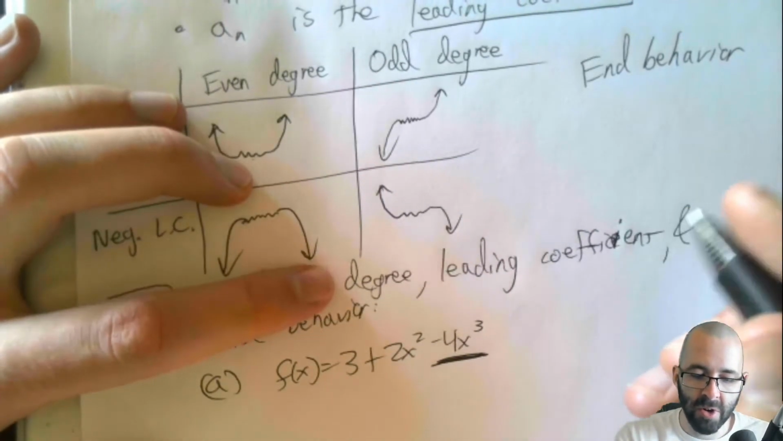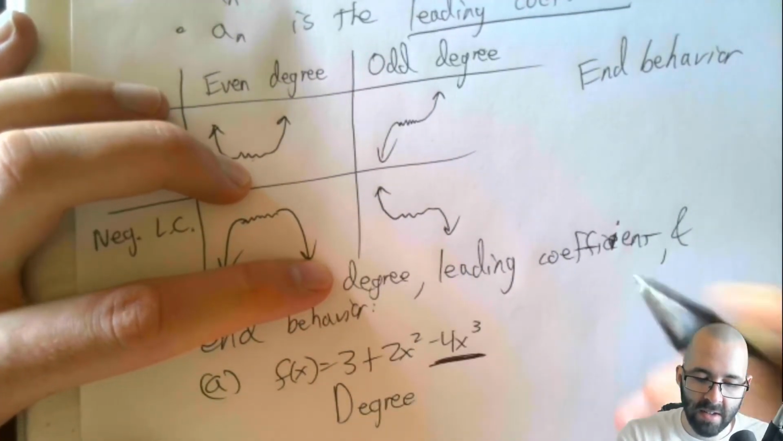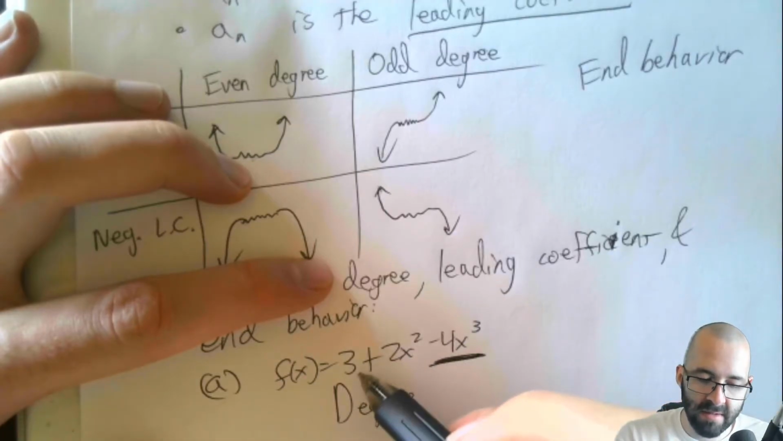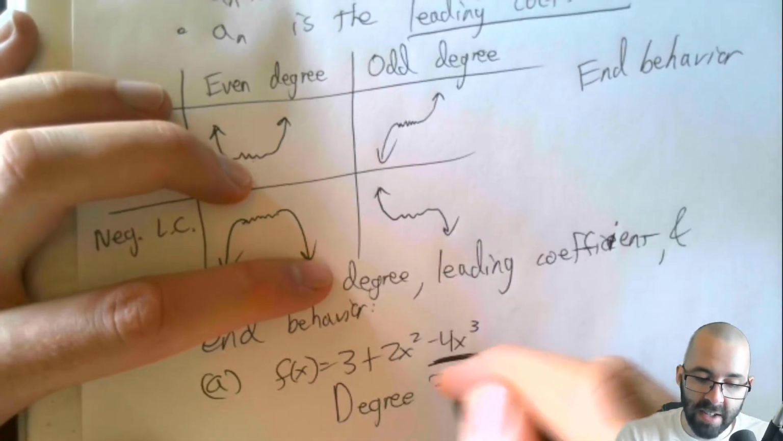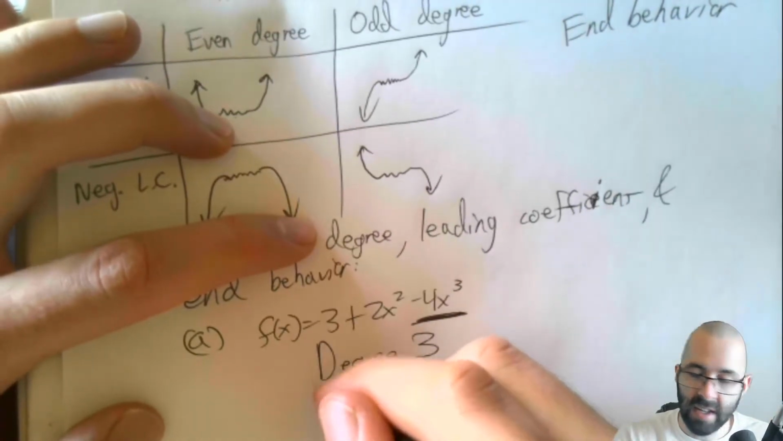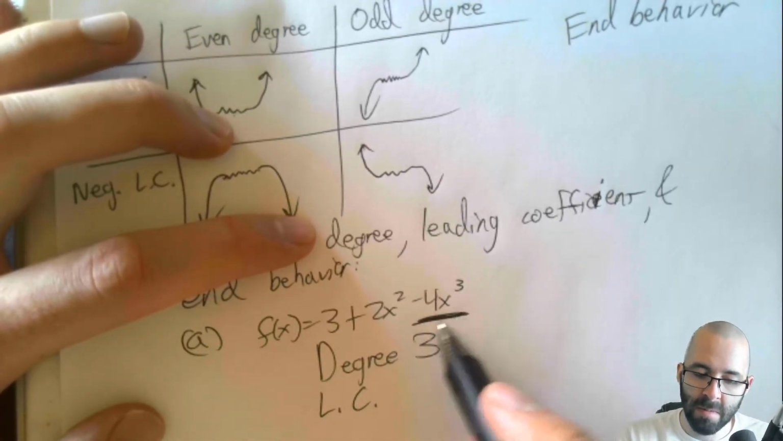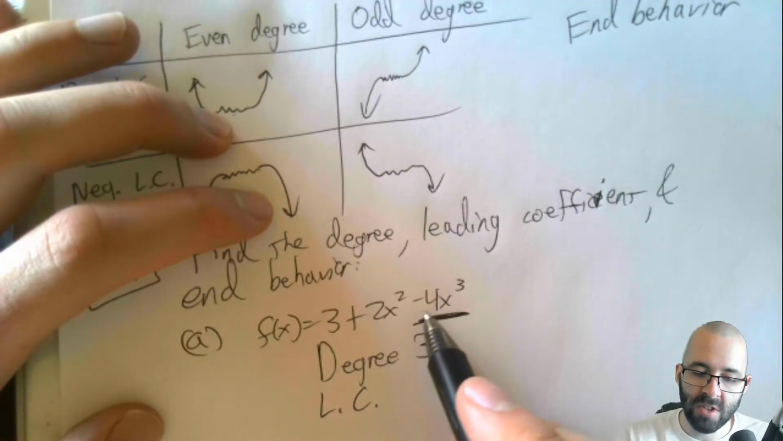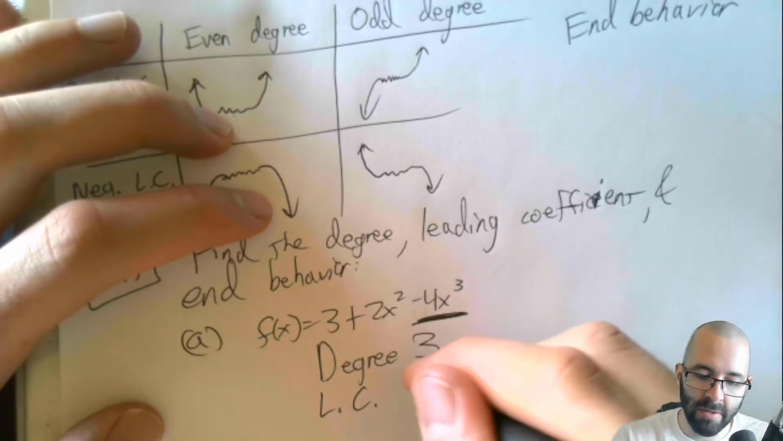Okay, so the degree, that's the highest power of x. So our degree here, highest power of x, well, we've got no x, x squared, x cubed. Highest exponent is 3. The leading coefficient, well, I already showed you the leading term. The leading coefficient is just the number that has that x. So the number here is -4.